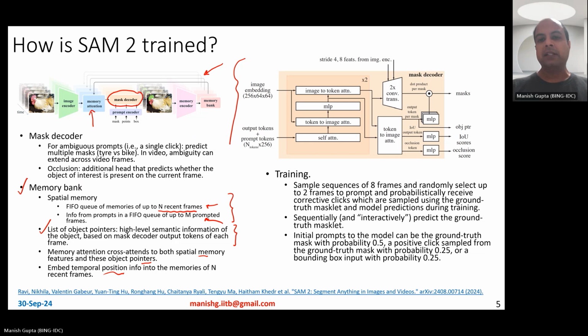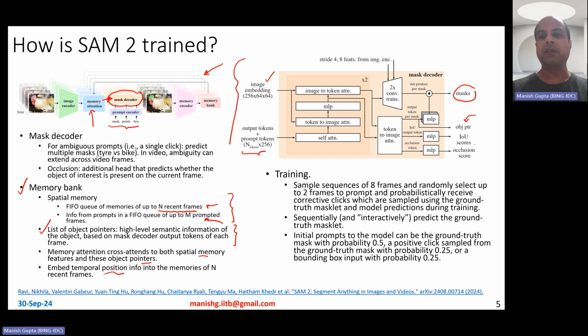Okay. So now what does the mask decoder do? Well, the mask decoder essentially takes the image embedding. Although again, it's not shown here directly, the mask decoder gets the image embedding from the memory attention module, right? It also gets these prompt tokens, which are mentioned here, and it outputs several things. Of course, the main thing is the mask itself. It also, of course, outputs an object pointer, which can go into the memory.